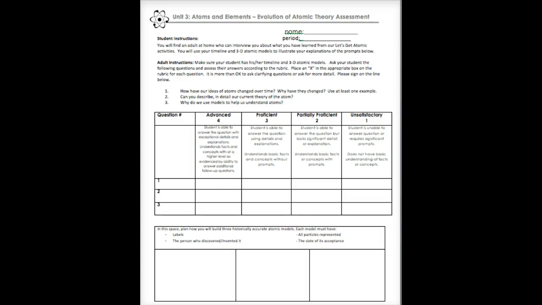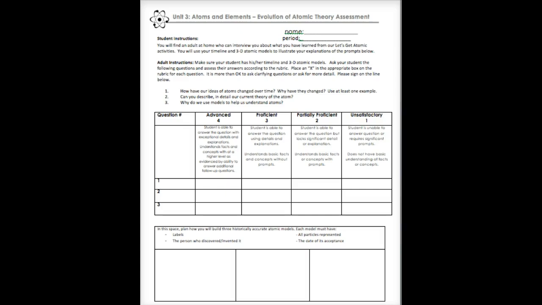So having parents in the classroom to either view their students' work or to volunteer is just one of those things that I let go by the wayside because it just seems like it's so hard to do. So, one of the ways that I've tried to get parents at my school more involved is by sending home take home assessments where they get to interact with their student about the learning that their student is doing. This evolution of the atomic theory take home assessment is an example of that.